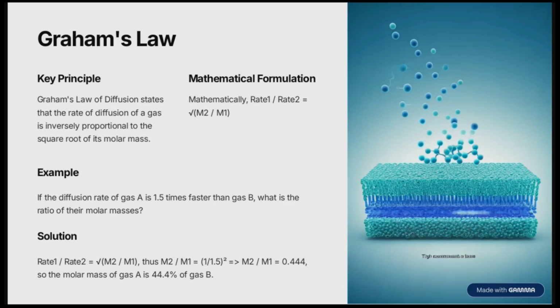If the diffusion rate of a gas A is 1.5 times faster than gas B, what is the ratio of the molar masses? So we already know that this is the formula we are going to be using.